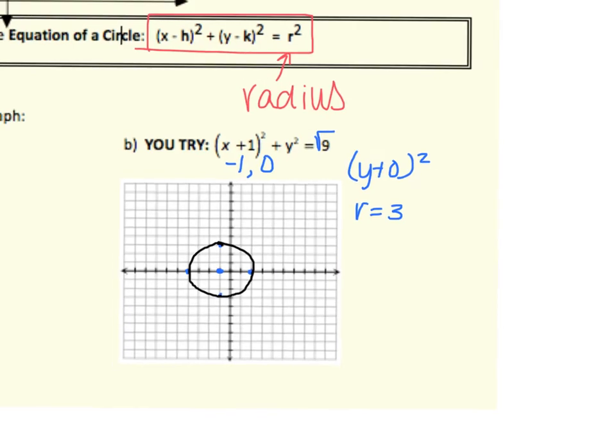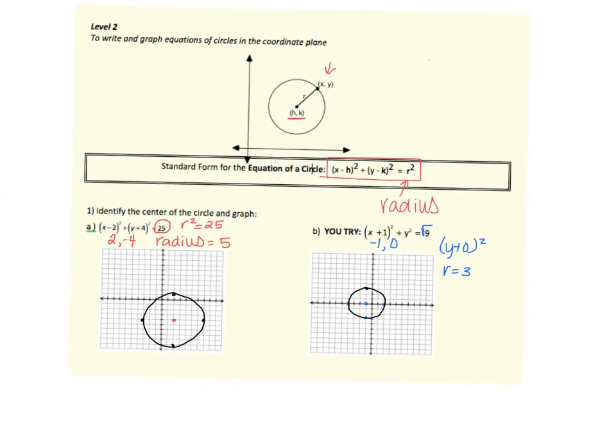Okay, so those are level 2. Go ahead and try part 1 in your level 2 notes. Not level 2 notes, level 2 practice packet.